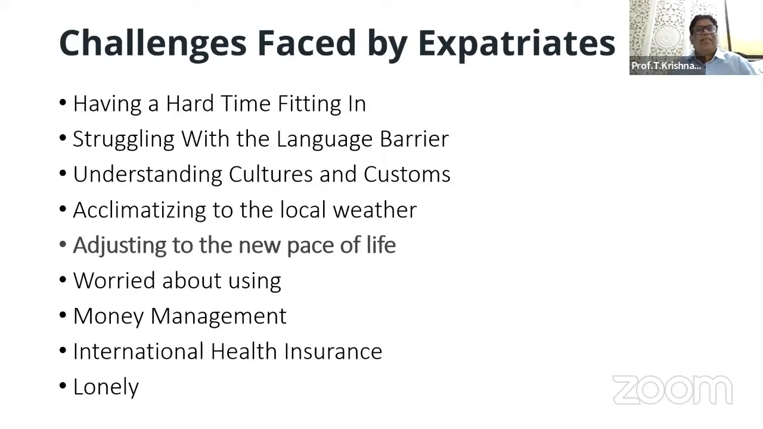The second thing happens to be struggling with the language barrier. See, when you go to a different country, a language is very important. Then we talk about the dialects, they are very important.